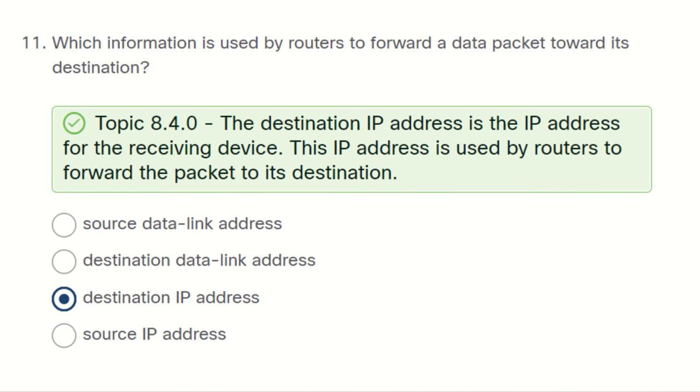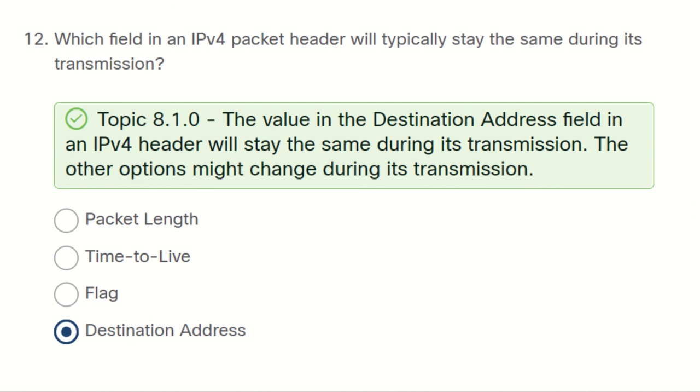Which information is used by routers to forward the data packet towards its destination? Destination IP address is the IP address for the receiving device. This IP address is used by routers to forward the packet to its destination. Which field in an IP version 4 packet header will typically stay the same during its transmission? The value in the destination address field in an IP version 4 header will stay the same during its transmission.